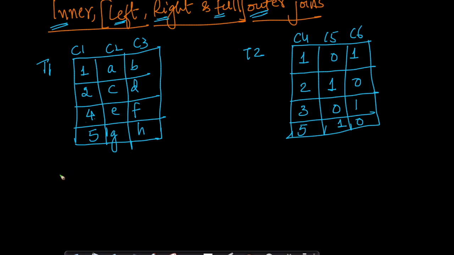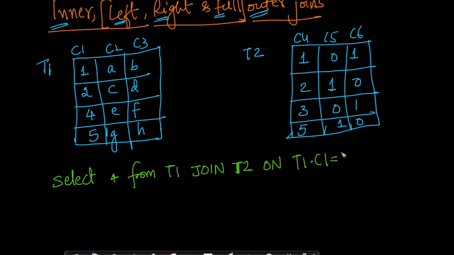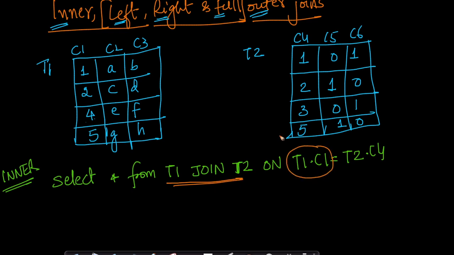Now, if I write my query as follows: select star from table 1 join table 2 on T1.C1 equals T2.C4. This is your standard simple inner join that we have seen in the previous videos. Let's understand what's happening with the inner join. What am I saying here? I'm saying that I want to join T1 and T2 wherever T1.C1, which means this column, is the same as T2.C4.